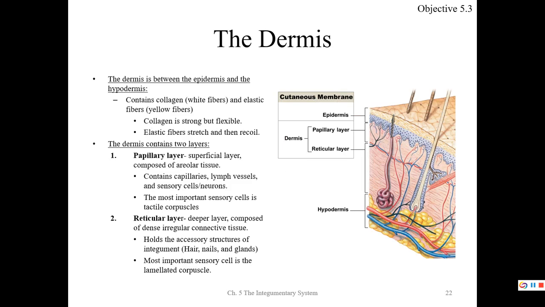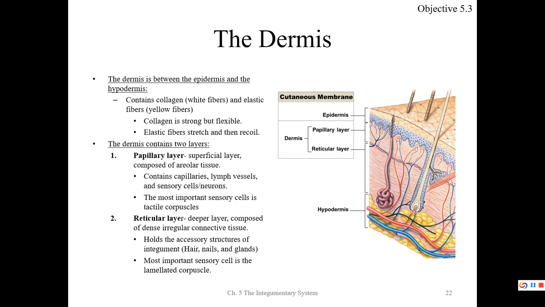Okay. The dermis. The dermis is between the epidermis and the hypodermis. It is made up of collagen fibers, we call them white fibers, and elastic fibers, we call them yellow fibers. Collagen is very strong but flexible, but elastic fibers stretch and recoil. This gives elasticity to the skin. The dermis has two layers. There's a papillary layer and a reticular layer.